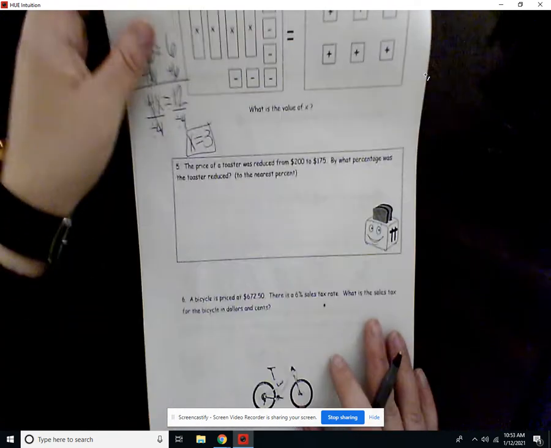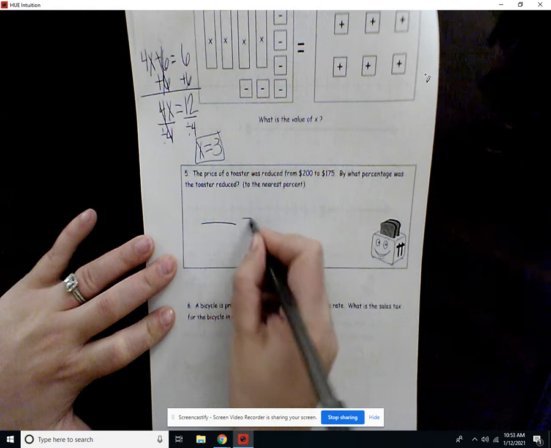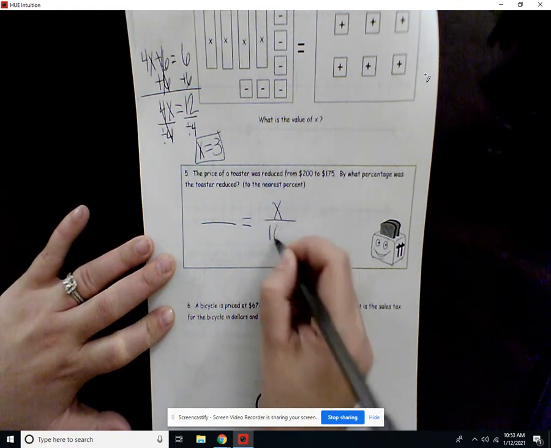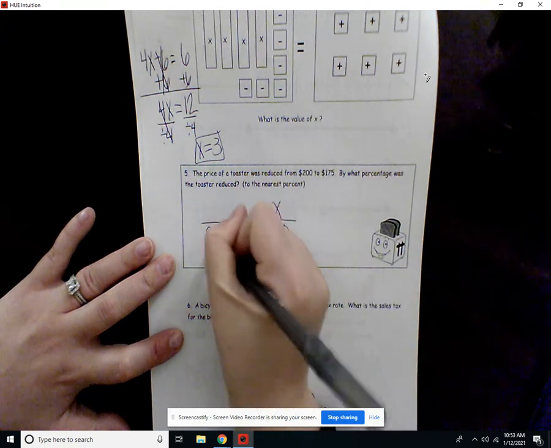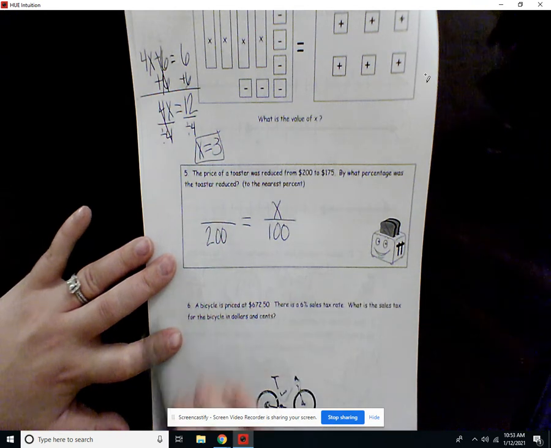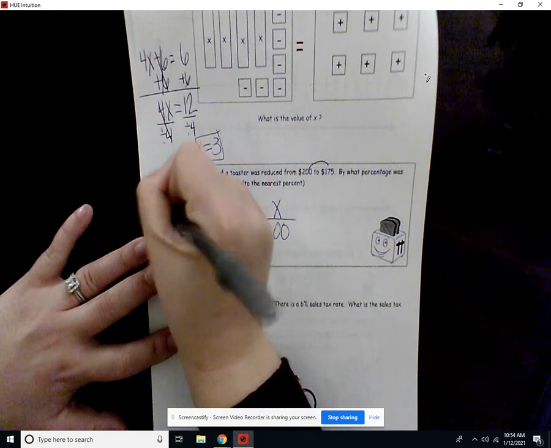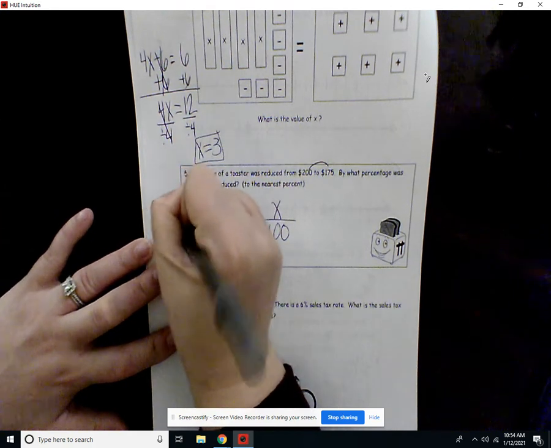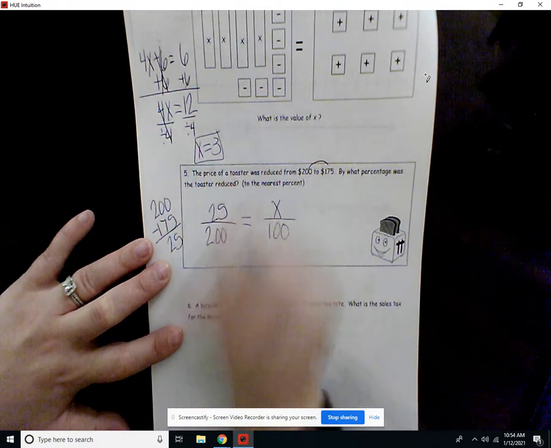All right, number 5, the price of a toaster was reduced from 200 to 175. By what percentage was the toaster reduced? So we're looking for percent, so we set up our proportion with x over 100. The original amount goes on top, which is 200. Or sorry, it goes on bottom, which is 200. The top is not 175. A lot of people want to put that, but it's the difference between the two. So 200 minus 175 is 25. So 25 is going to go on top.